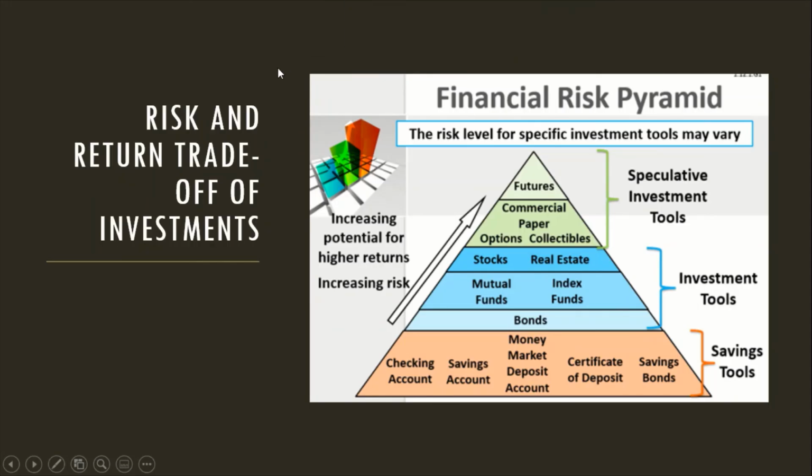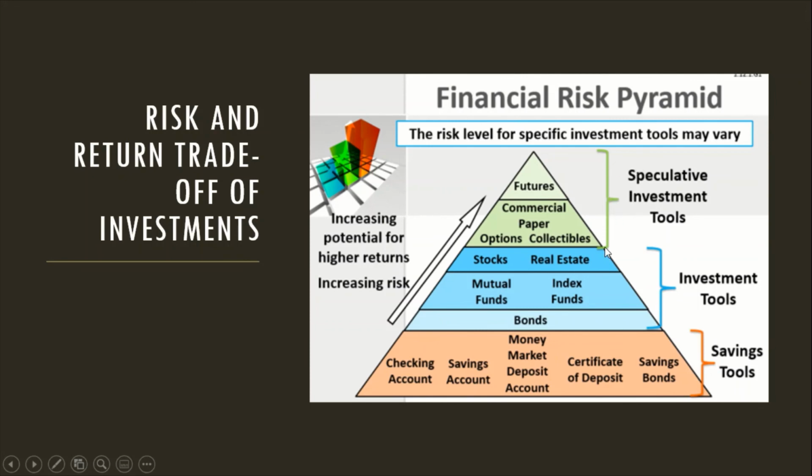So we've arrived on the last portion of our lecture for this video. Okay, it's the risk-return trade-off of investments. So as you can see, we have a triangle right here. As the triangle ascends, the level of risk also increases, and the potential return also increases. As you can see, meron tayong tatlong category, no? We have the saving tools, investment tools, and then we have the speculative investment tools.